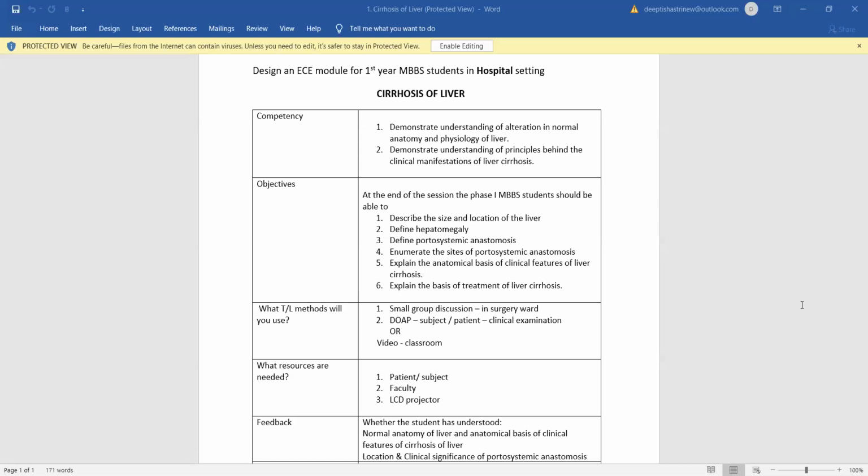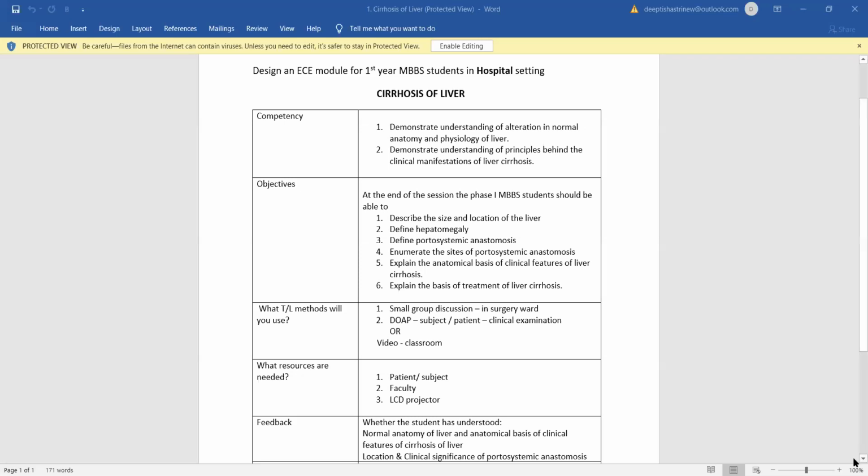The objectives which we deciphered were, at the end of the session, the phase 1 MBBS students should be able to: number 1, describe the size and location of the liver. Number 2, define hepatomegaly. Number 3, define portosystemic anastomosis. Number 4, enumerate the sites of portosystemic anastomosis. Number 5, explain the anatomical basis of clinical features of liver cirrhosis. And lastly, explain the basis of treatment of liver cirrhosis.